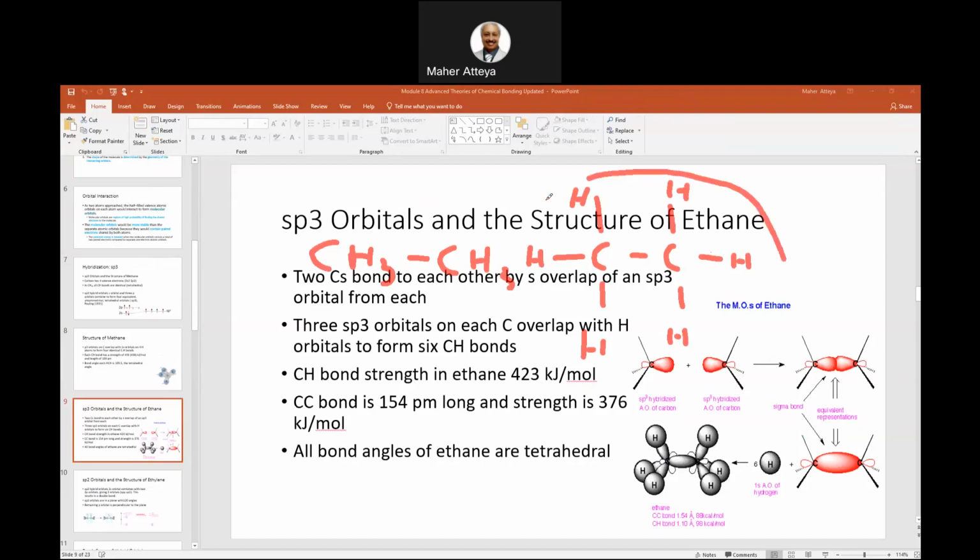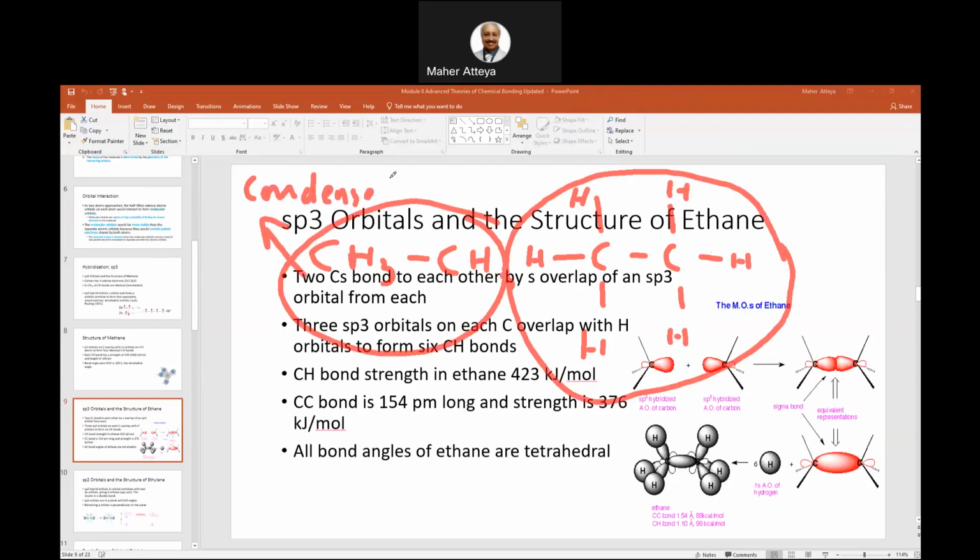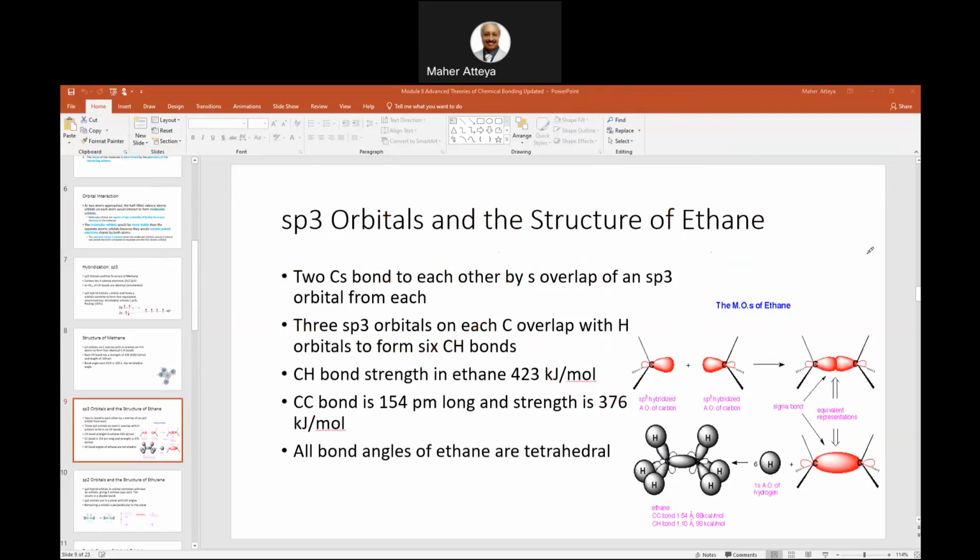This way of writing is called expanded structure, the expanded view of the structure. And this one here is called condensed. So this is condensed, and this is the expanded structure of ethane. Now the question is, if I have C and C, and then all those three hydrogens, I'm writing in the expanded way.